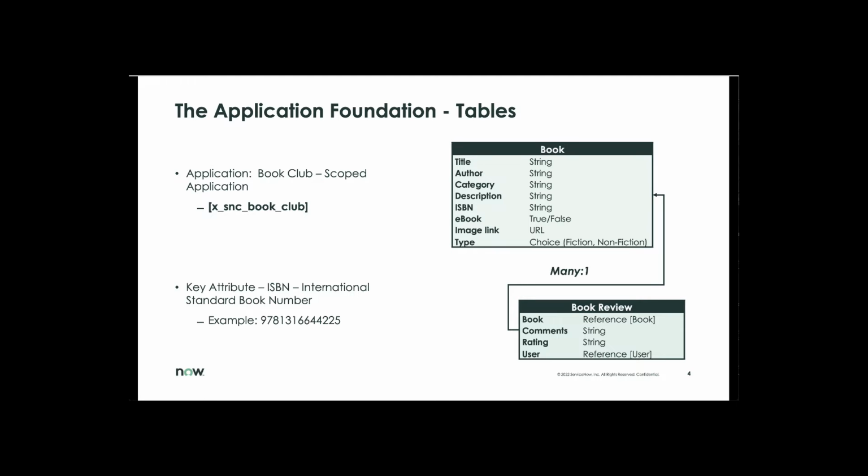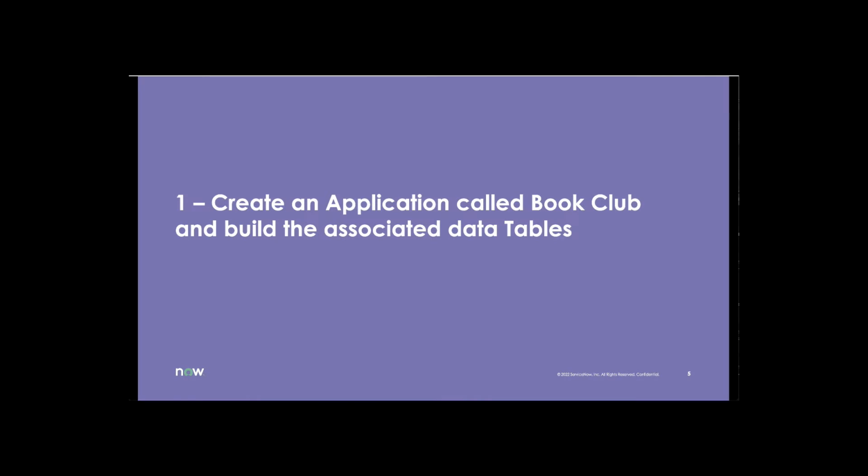For this particular application, we're going to be using a key attribute called the ISBN, which is kind of like a unique number for books, and the ISBN is the actual attribute that we will use to invoke our REST API call, the parameter that we will pass to the API call to get a specific book record. So in this first video, I'm going to show you how to create the application called Book Club and build the associated tables.